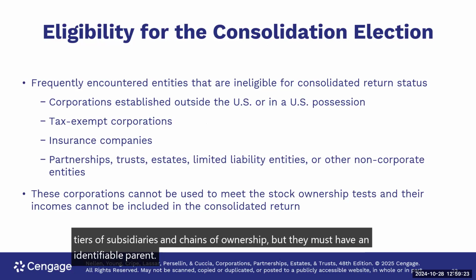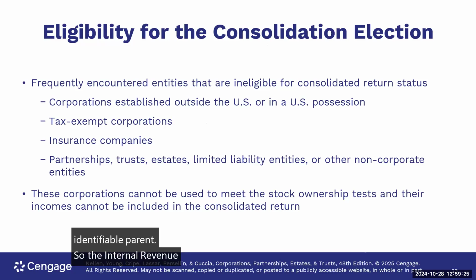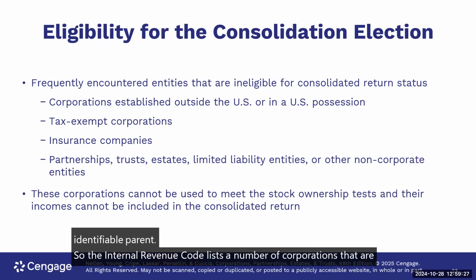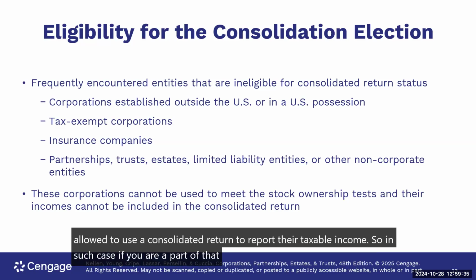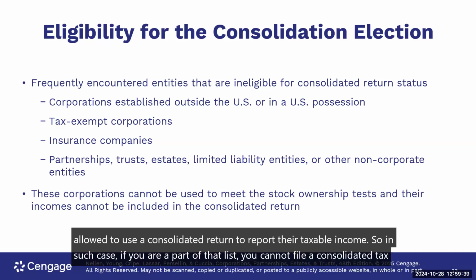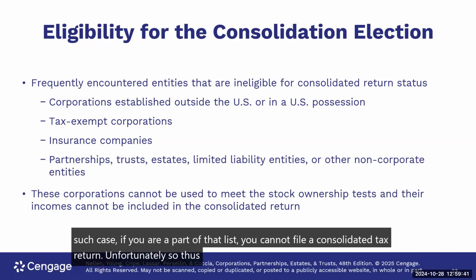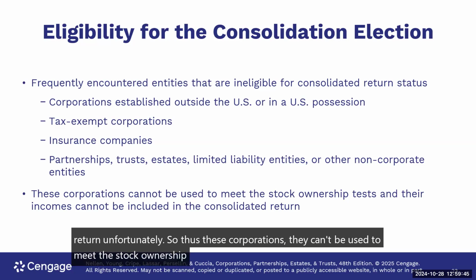So the Internal Revenue Code lists a number of corporations that are not allowed to use a consolidated return to report their taxable income. So if you are part of that list, you cannot file a consolidated tax return, unfortunately. Thus, these corporations can't be used to meet the stock ownership tests, and their taxable income cannot be included in a tax return.